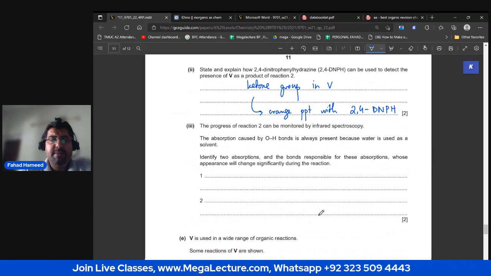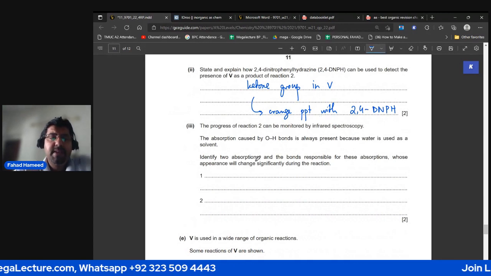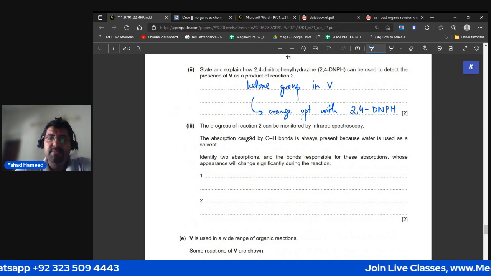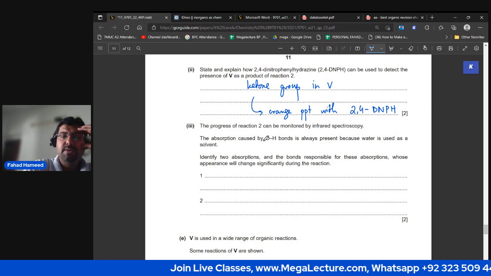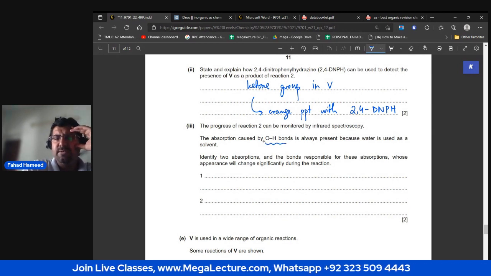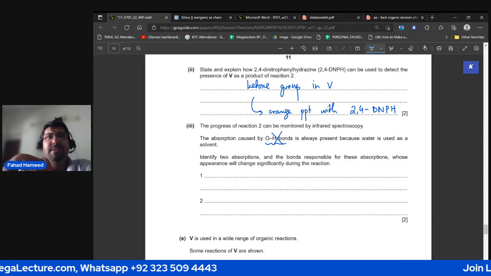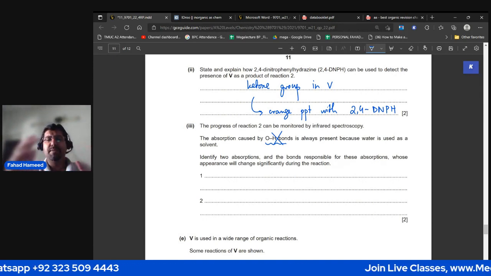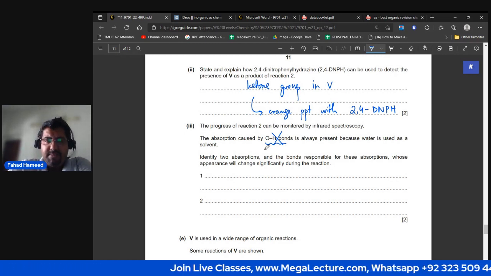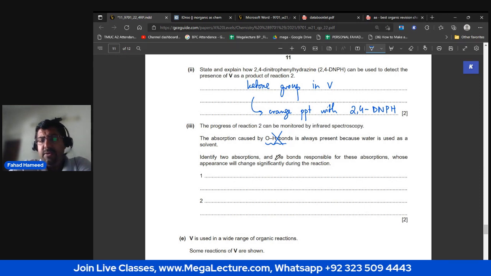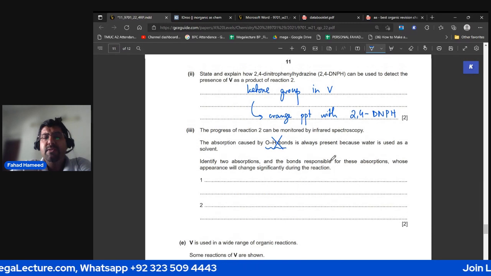Now the next part is: the progress of reaction number 2 can be monitored by infrared spectroscopy. Absorption caused by OH bonds is always present because water is used as a solvent. So we're going to discount the OH bonds because they're always present. If something is present before a reaction and after a reaction, that doesn't make any difference. Identify 2 absorptions and the bonds responsible for these absorptions whose appearance will change significantly during this reaction.